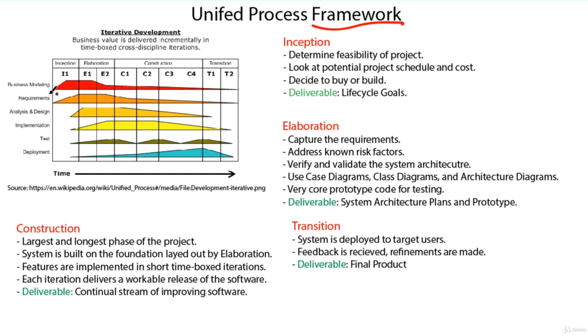So in the inception phase, we are determining the feasibility of the project. Can it be something that we can build? Is this even possible? We look at the potential project schedule and cost, try to estimate how long is it going to take, how much is it going to cost the company, what's the return on investment. Then we decide, do we want to buy or build it? Maybe there's a solution out there. Maybe there's a partial solution out there that we can purchase and build from there. We need to look into that in the inception phase as well. And then the deliverable or the goal for this is to get some life cycle goals, figure out the plan, figure out where we're headed, what the cost is, who we need to hire, stuff like that. And so that's in this inception phase.